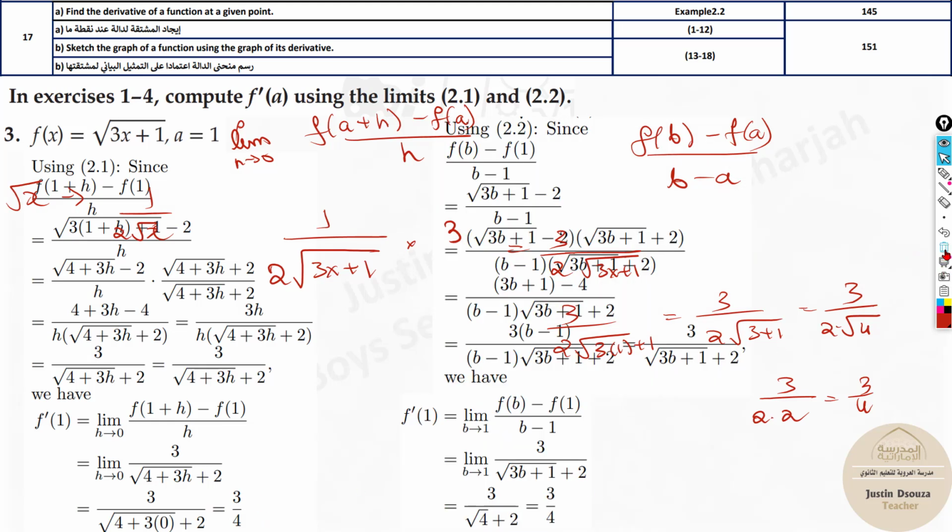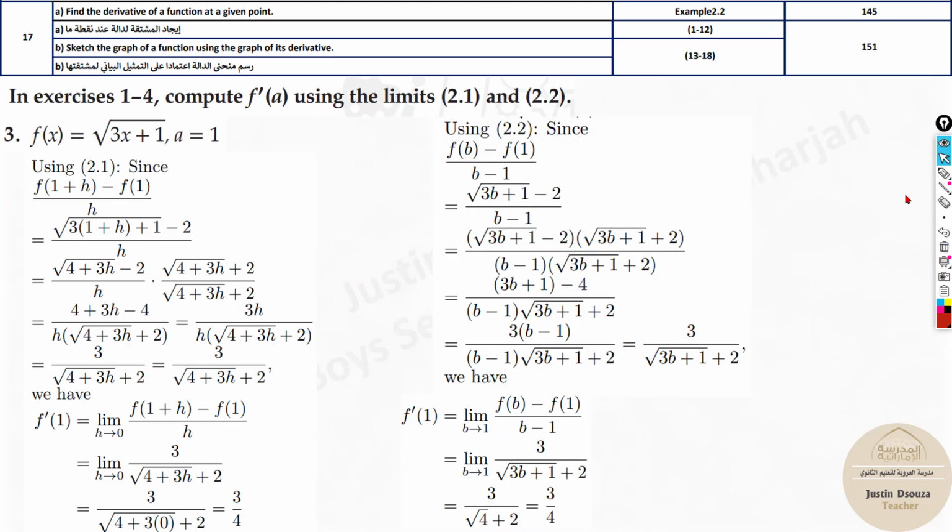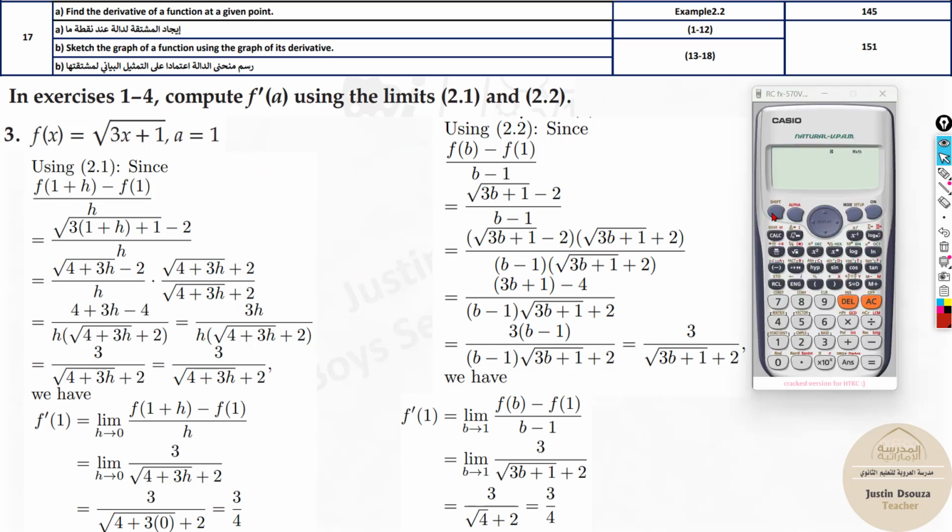Even if you do in calculator, I'll just remind you how to do in calculator. All you need to do is press shift and the symbol over here, and now type the equation as it is. 3 alpha x plus 1. What is the x value given? That's the a value over here. It's mentioned as 1. The answer is 0.75 or 3/4.